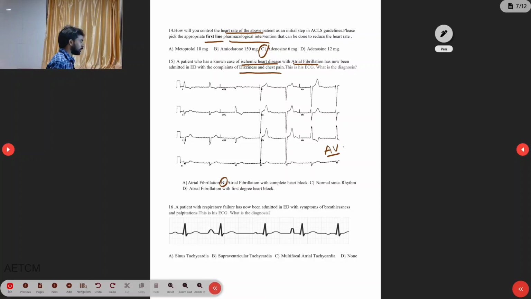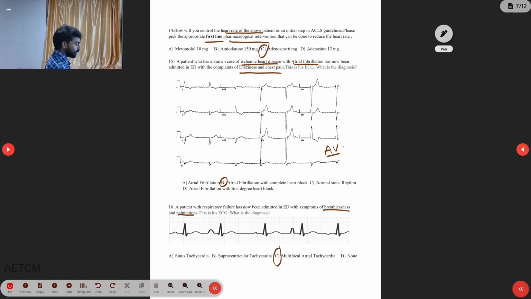Then the 16th question: a patient with respiratory failure has now been admitted in ED with symptoms of breathlessness and palpitations. This is his ECG. What is the diagnosis? Option A is sinus tachycardia, option B is supraventricular tachycardia, option C is multifocal atrial tachycardia, option D is none. The answer for the 16th question is C, multifocal atrial tachycardia.